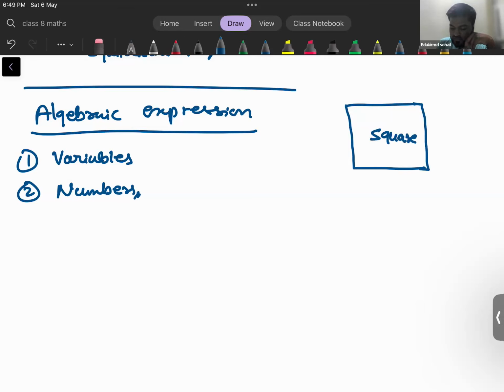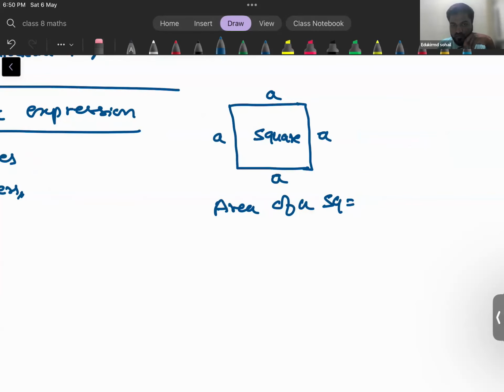And each of its sides is a centimeter. We know that all the sides of a square are equal. If I were to tell you to find a formula for the area of this square, we know that the area of a square equals what? What is the formula to find the area of a square? A into A, that will give you A square.